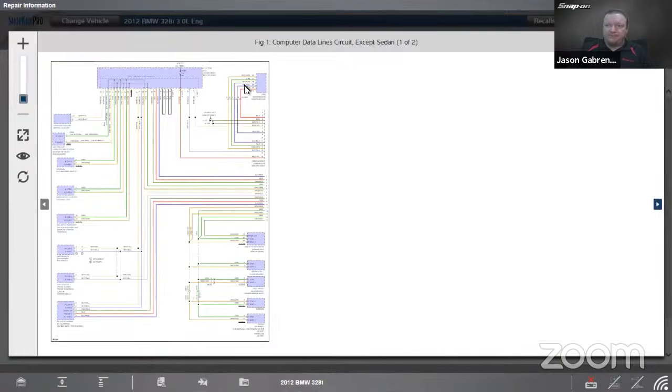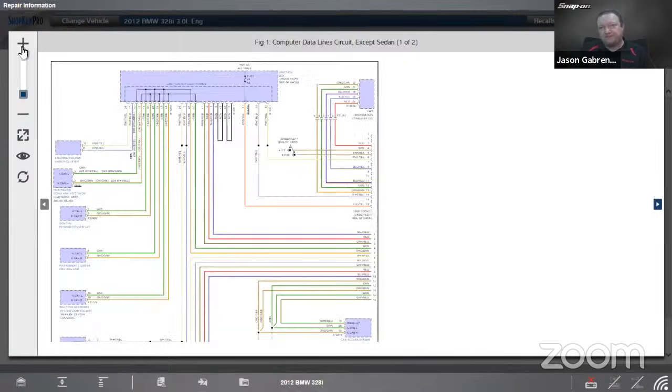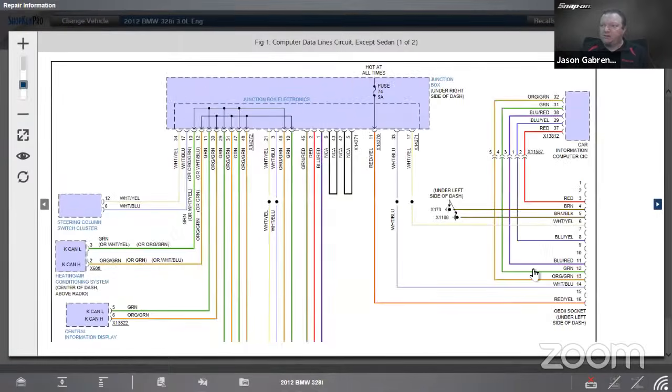So we can see here's the data link connector over there. Let me zoom in a smidge. All right, that's my OBD-II socket, as they call it. It looks like pin 3 and 11. That's one circuit. We've got 8 and, must be, 8 and 12, right? And then we've got 14 and 6. So 14 and 6 mean CAN.